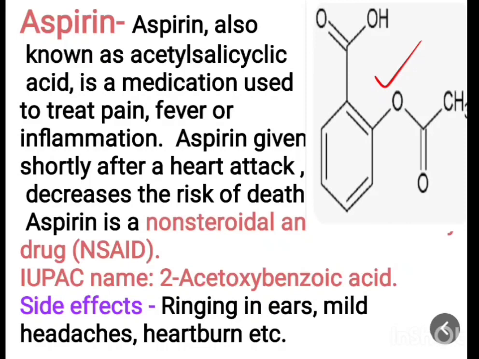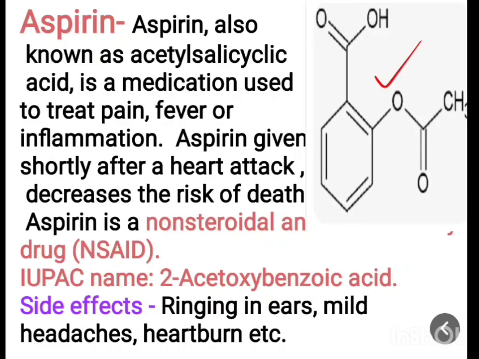Okay, so aspirin is a medication used to treat pain, fever or inflammation. Same aspect, that is pain, fever or inflammation. Aspirin is given shortly after a heart attack. Sometimes due to a heart attack, people get a major heart attack. There, what we do, if aspirin is there in the home, aspirin can be used as an initial stage, okay, not final, initial stage, to secure or to save the people's life.